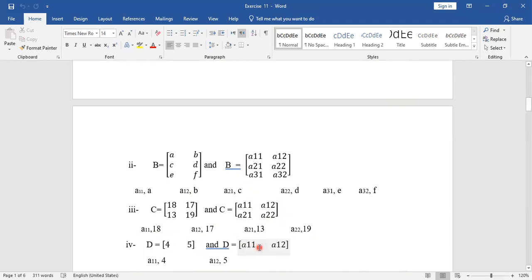This part D, 4 and 5. Now A11 shows first row, first column. A12 shows first row, second column. A11 locates 4. A12 locates 5.